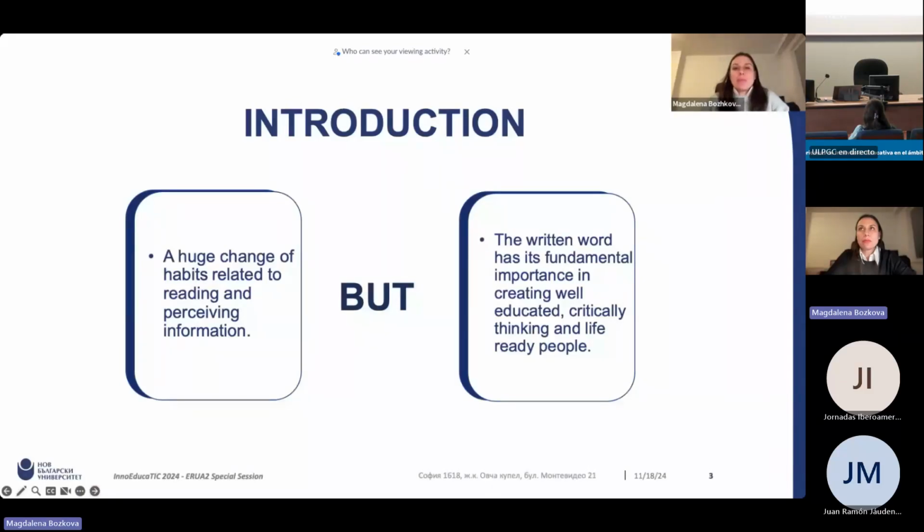I'm obliged to start with the reality we all face, the omnipresent digital content, and the huge change of habits related to reading and perceiving information. That said, I truly believe that the written word, as we know it, is far from having lost its fundamental importance in creating well-educated, critical thinking, and life-ready people. This is what we all try to do in our everyday life as teachers, right?